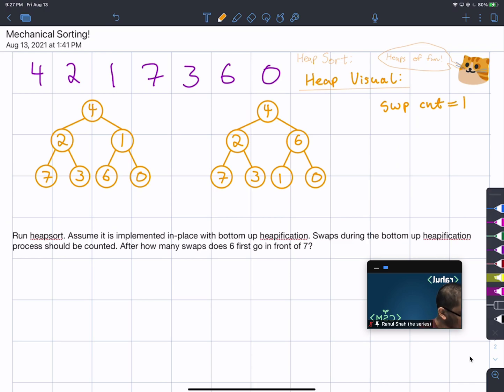And now let's look at the array. The array representation of this would be 4, 2, 6, 7, 3, 1, 0. And you'll notice that now, even though 7 was before 6, 6 is now after 7. So now we'll see that since 6 went in front of 7, one swap will be our answer.